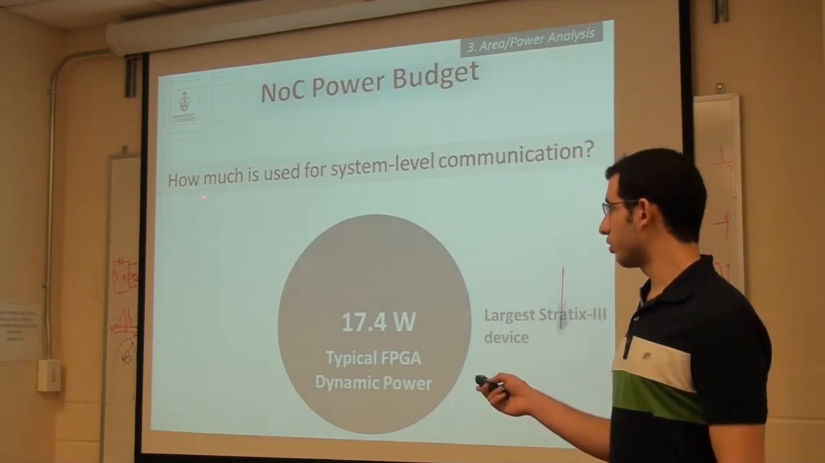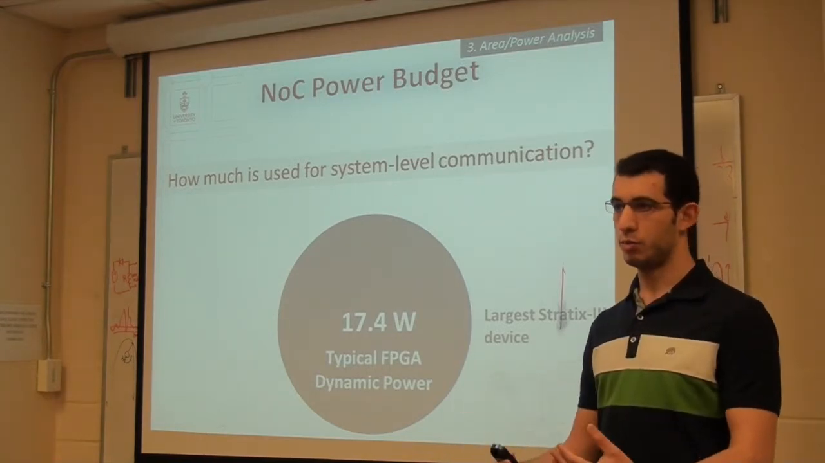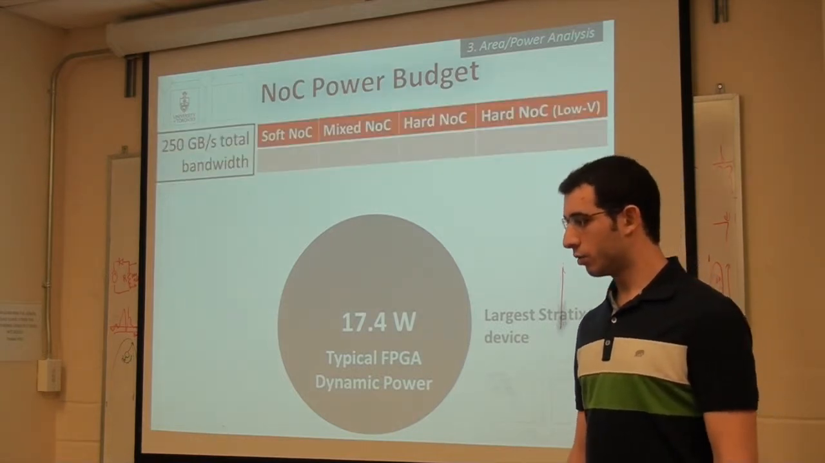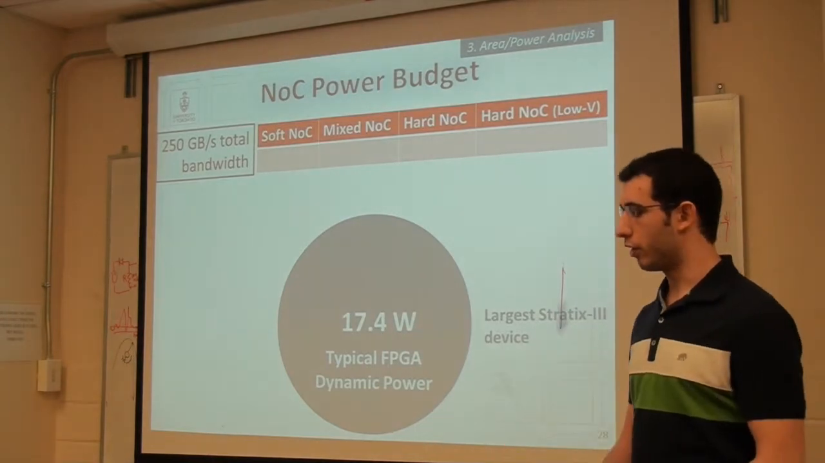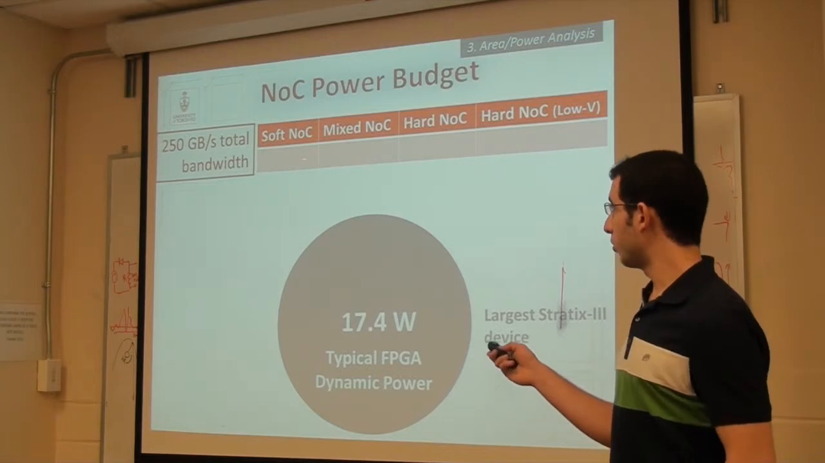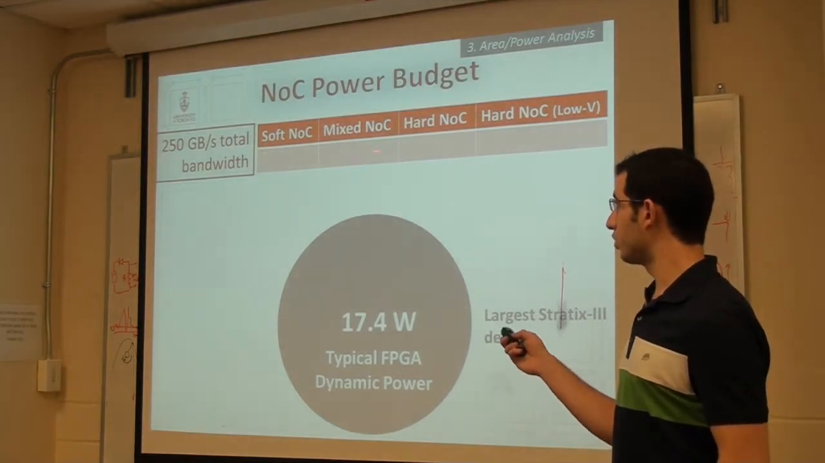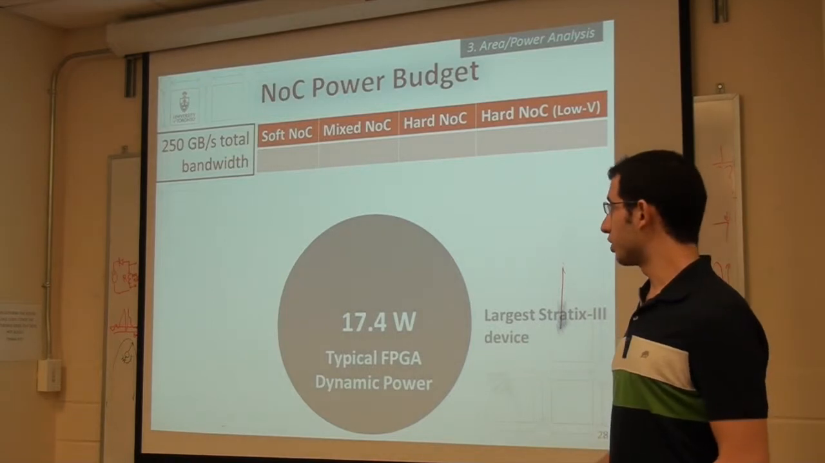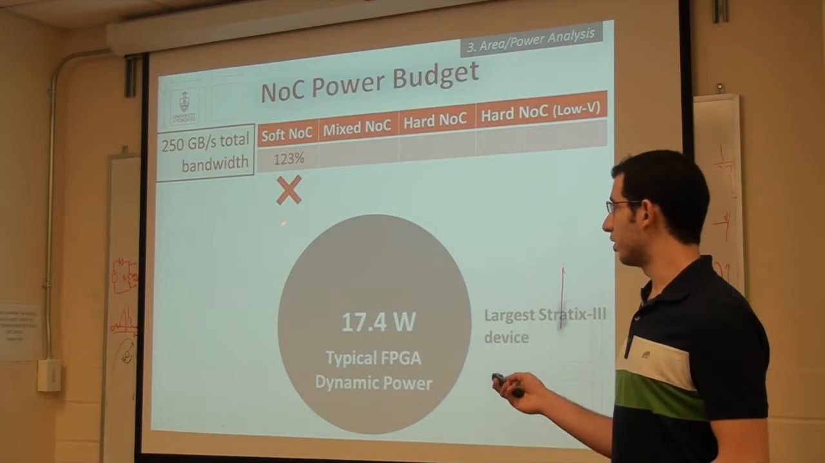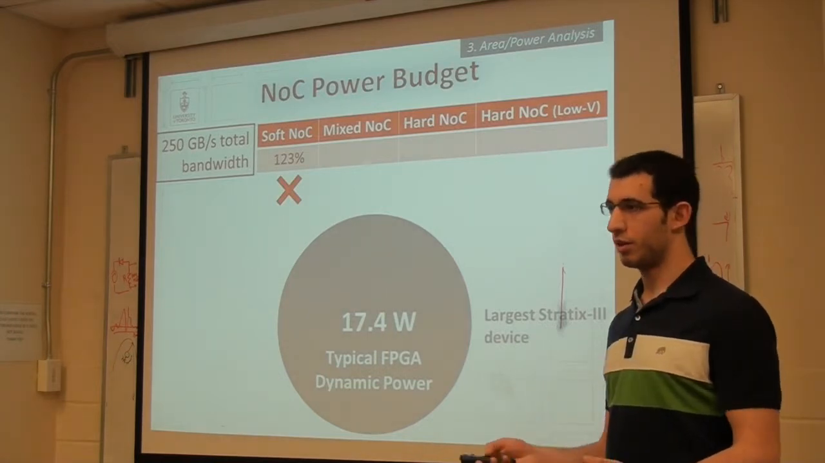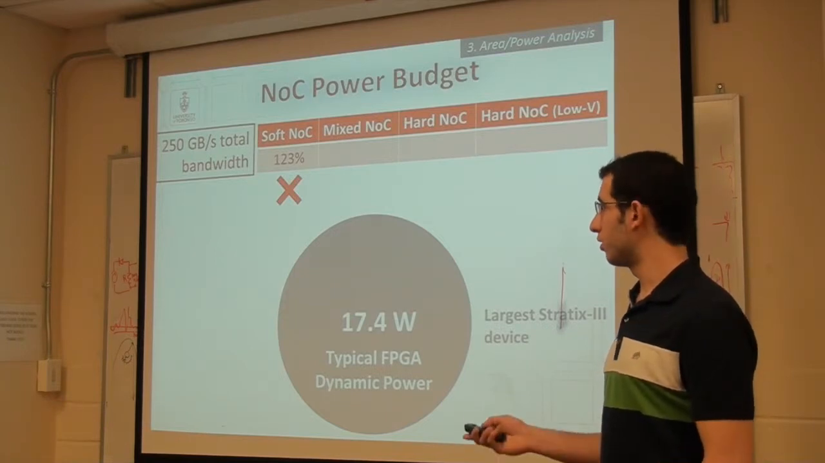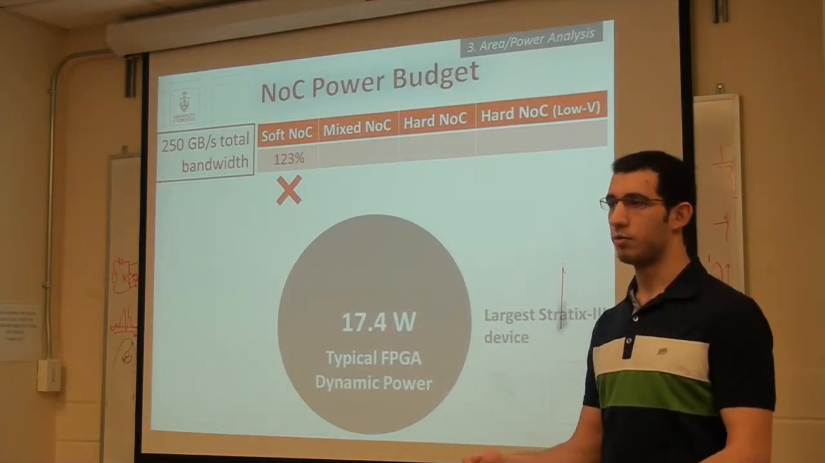So we wanted to answer the question of how much of this is actually used for system-level communication using something like a network on chip. We say, okay, we'll construct a NOC that provides 250 gigabytes per second total bandwidth, and we'll see how much of that pie each one of those variants takes. For soft NOCs, it was more than the available power that we had, and that makes sense because it doesn't even fit on an FPGA. A network on chip composed out of soft logic, at least for our routers, that provides 250 gigabytes per second is not even feasible.